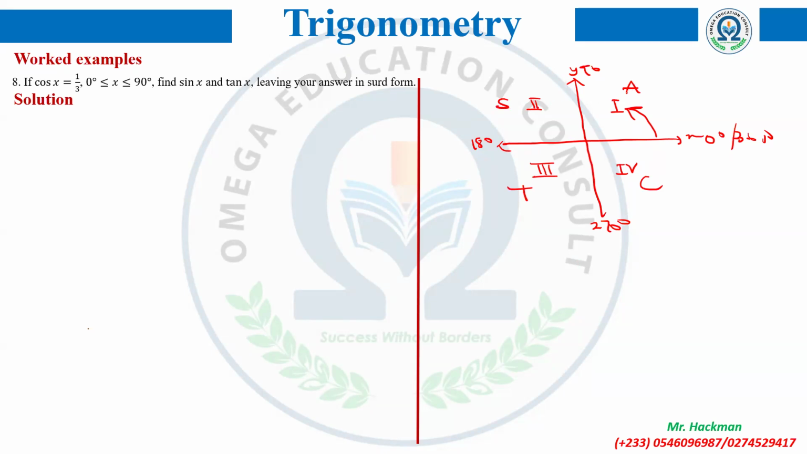Here the A in the CAST rule means all will be positive. So in this quadrant, all the trig ratios will be positive. If you see S, S is for sine. So in this quadrant, only sine will be positive. In this quadrant, only tan will be positive, so the other two, cos and sine, will be what? Negative. In this quadrant, only cos will be positive. The other two will be negative.